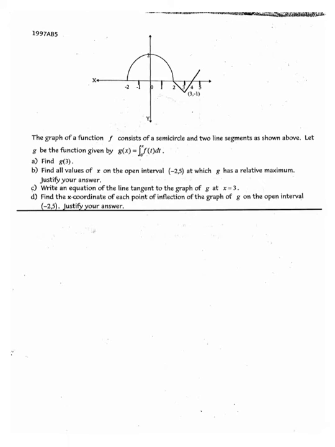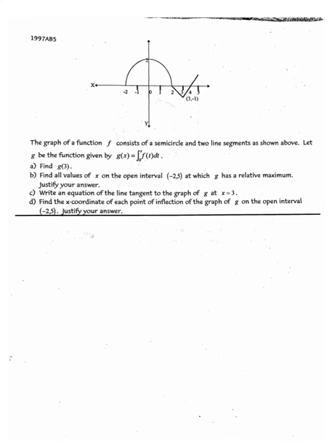I wanted to go over with you 2 AP problems dealing with this theme, and it seems like they've been asking this practically every year on the AP. So let's take a look at 1997 AB5. We're given the graph of little f. So keep in mind that this is the graph of little f. This is little f, not anything else. And it consists of a semicircle and 2 line segments as shown above.